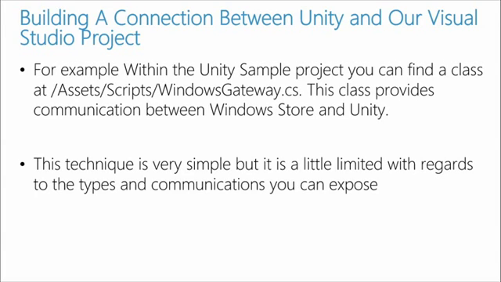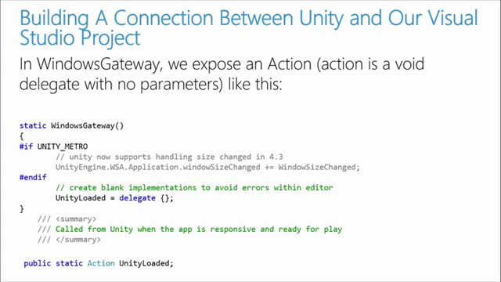That's right. So here's a little snippet of code, and after this I'll let you walk them through the actual content, but this will just give you an overview of it. So what we do in the Windows Gateway class is we expose an action.